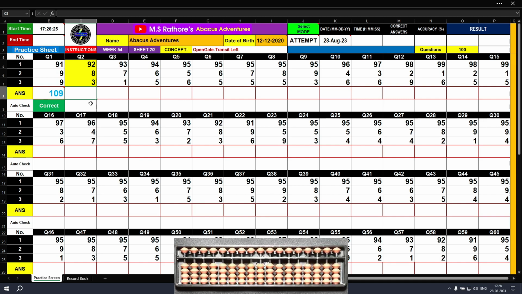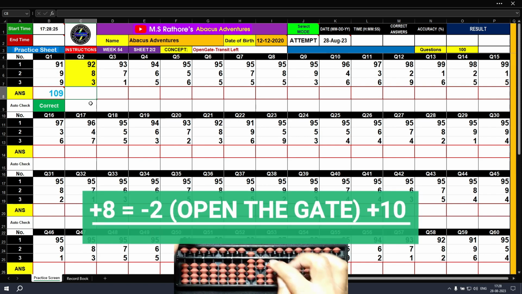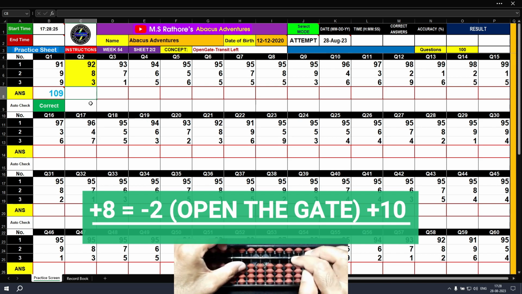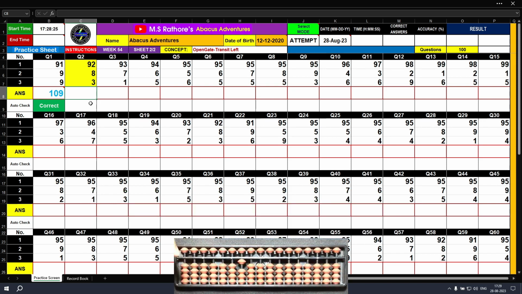Let's come to question number 2. Plus 90 plus 2, the answer is 92. Now plus 8, plus 8 equals minus 2 plus 10. You remember the formula? So in this case, we will transit towards the 100th rod, and there is a gate closed in between on the 10th rod. So we will say plus 8 equals minus 2, open the gate, plus 10. The answer is 100. Then plus 3 is the last value. The answer is 103. Don't worry, we will keep solving the questions and you will definitely understand the concept.